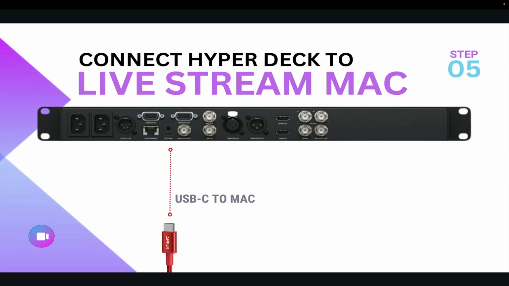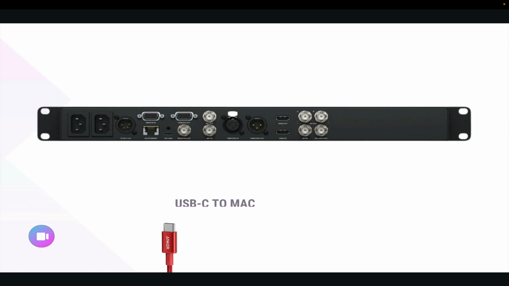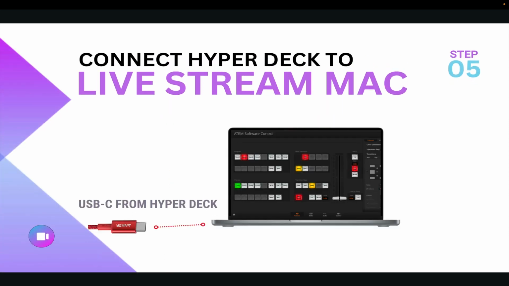And then you also have to make sure that the HyperDeck is connected to the livestream Mac as well. That happens the exact same way, a USB-C to Mac. You'll take that other red cable, which is a USB-C cable, over into the Mac just like this. So when it's all said and done, there are 2 red USB-Cs coming out of the Mac, one going to the ATEM and the other one going over to the HyperDeck itself.